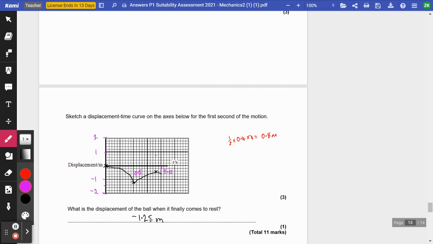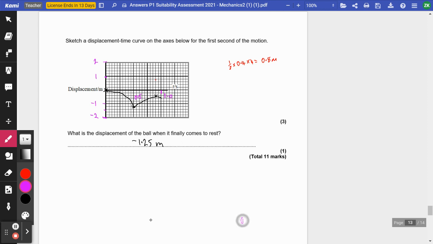And what is the displacement of the ball when it finally comes to rest? So when the ball is on the ground, initially you had the object falling from that point there. We saw that was a zero displacement. There's your ground, and that distance is minus 1.25 meters.